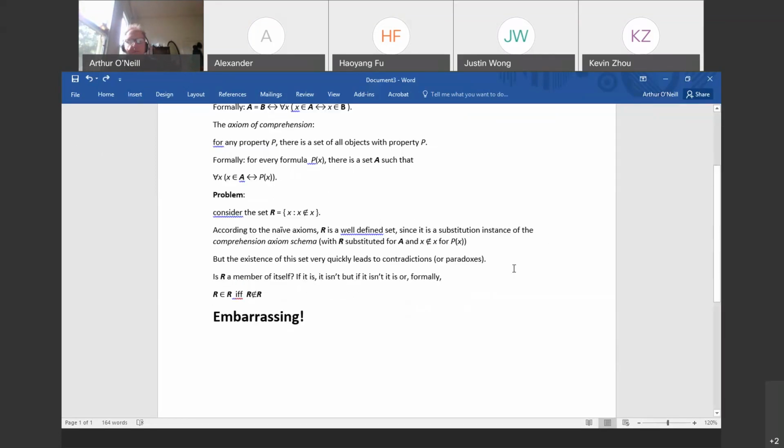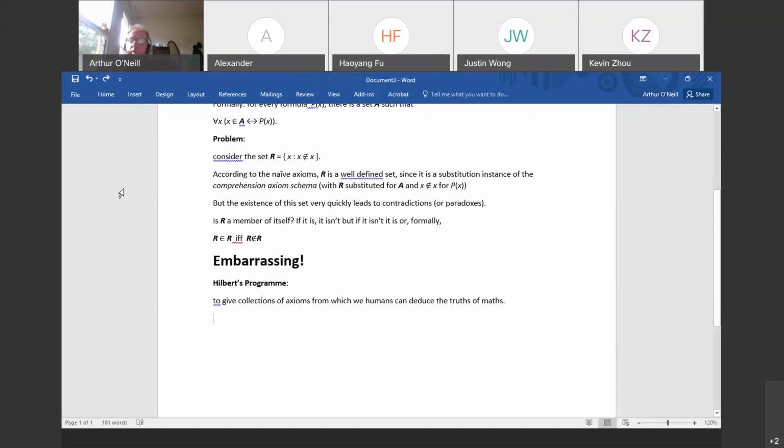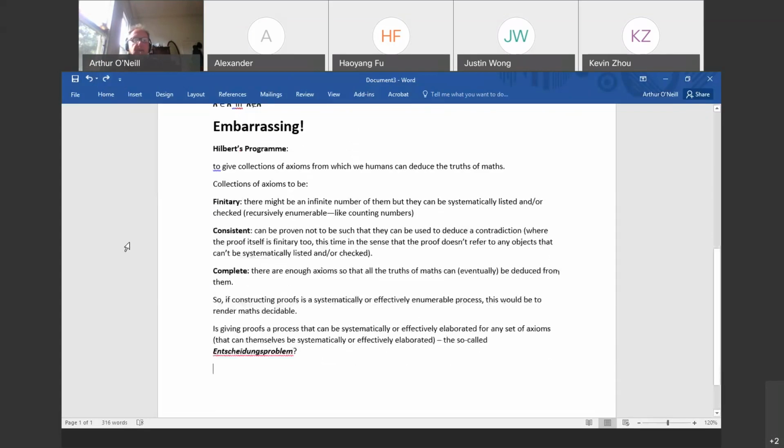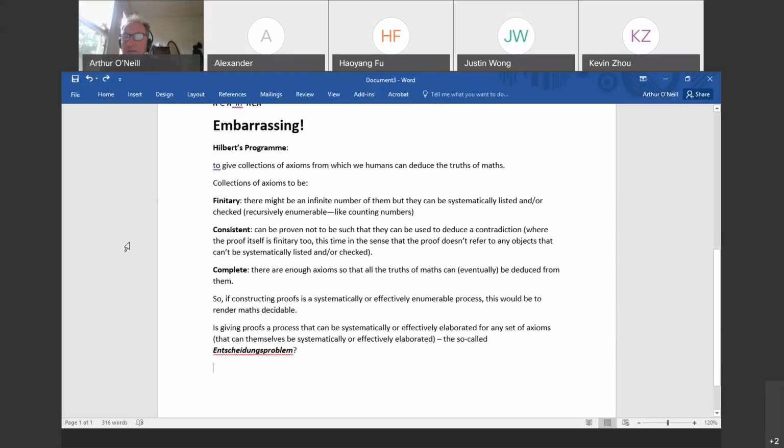So what to do about it? Well, that's where we get on to Hilbert and his program. So Hilbert's program, the thought was to try and eradicate this sort of thing happening. To give collections of axioms from which we humans could deduce all the truths of maths, where you want those collections of axioms to be finitary, not finite, but finitary. That is, there could be an infinite number of axioms, like there was in the case of the naive axioms.